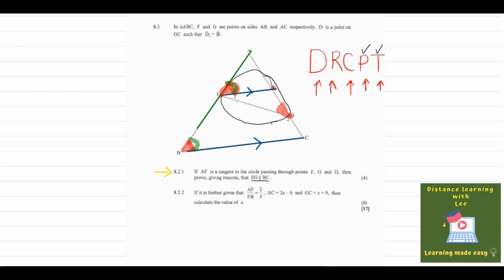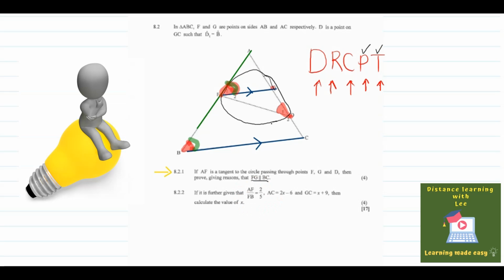And the last question: we are asked, if it is further given that AF over FB is equal to 2 over 5, AC is equal to 2x minus 6, and GC is equal to x plus 9, then calculate the value of x. So I'm just going to bring your attention to this. If you are given something that resembles a ratio or a fraction, then there needs to be a light bulb moment where you remember that you need to be dealing with the proportionality theorem.